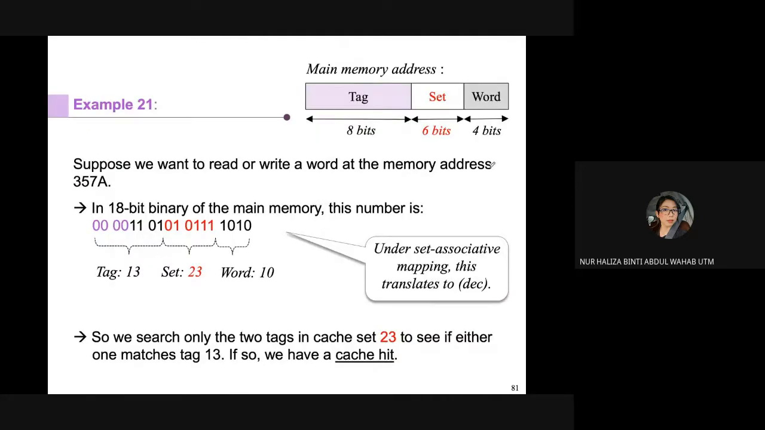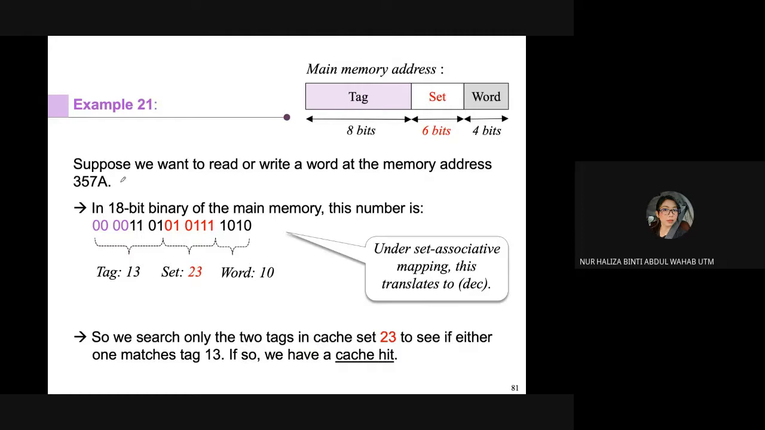But now you can see you have another example. Suppose we want to read or write. Okay, this is under read or write. You can see at the memory address, the value is already given. So they already give you their value.